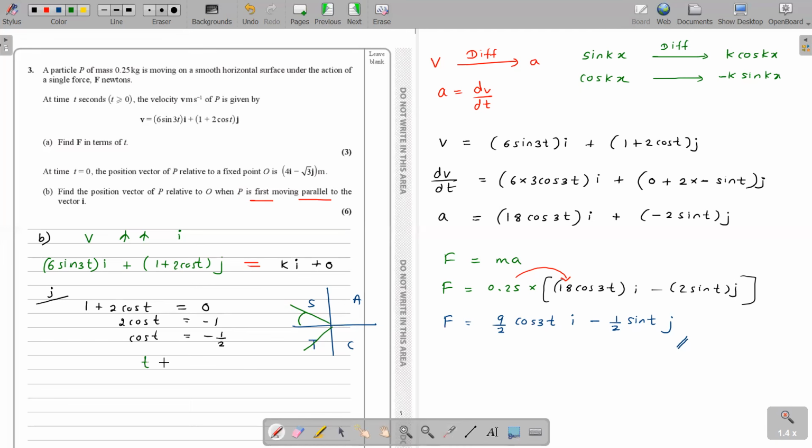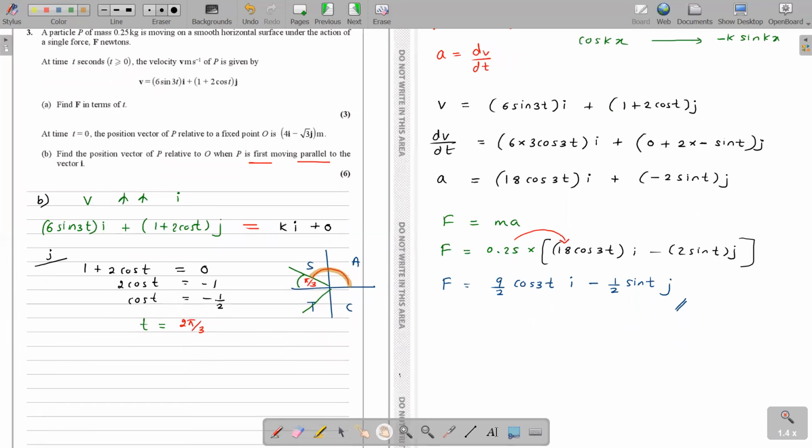If you take cos inverse minus half directly, you get that obtuse angle, 120. Or else if you just type cos inverse half, you get 60, which is pi over 3. And pi minus pi over 3 gives you the same amount as cos inverse minus half: 2 pi over 3. The angle we want is this 2 pi over 3. So I have the t value, the first time when the particle is moving parallel to vector j.